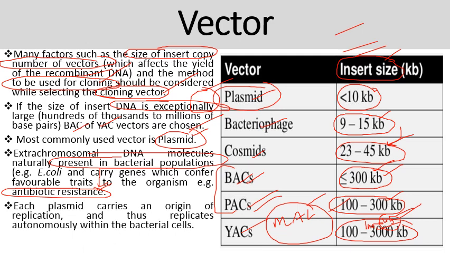Then each plasmid carries an origin of replication. So these are the properties that I have already discussed, and thus it replicates autonomously within the bacterial cell without affecting its normal replication.